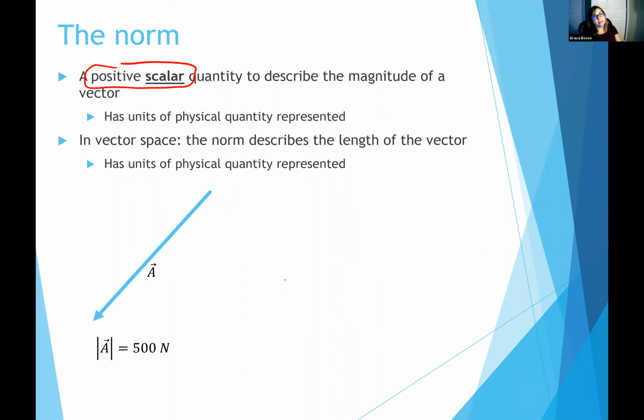In vector space, the norm of a vector means the length of the vector. Remember that we draw these arrows, and the length of the arrows tells you about the magnitude of the vector. So if I add these two new vectors, B and C, notice that their lengths are smaller than vector A. The lengths of vectors B and C are the same, so they must have the same norm. So in this case, vectors B and C have a norm of 200 newtons. And you can tell that their lengths are approximately 2.5 times as small as vector A.